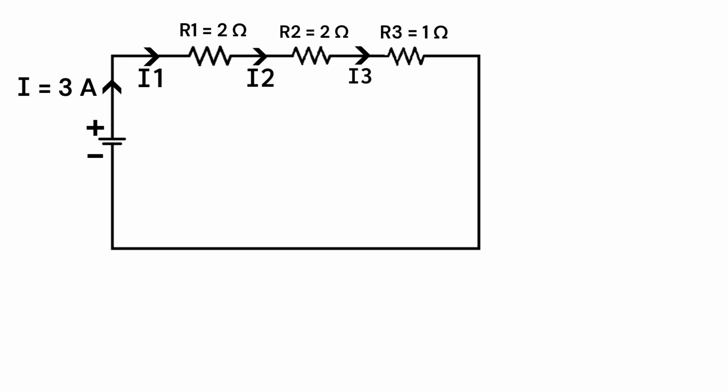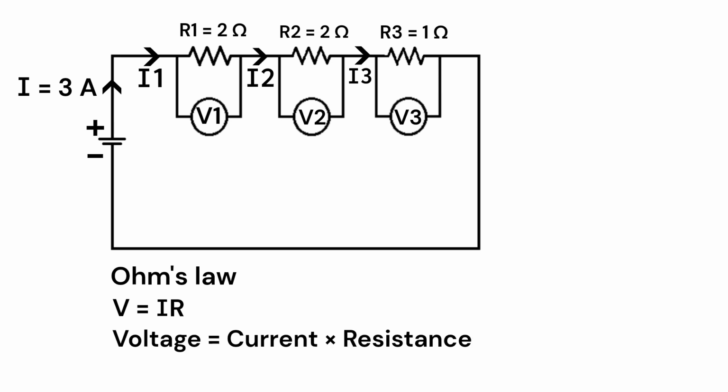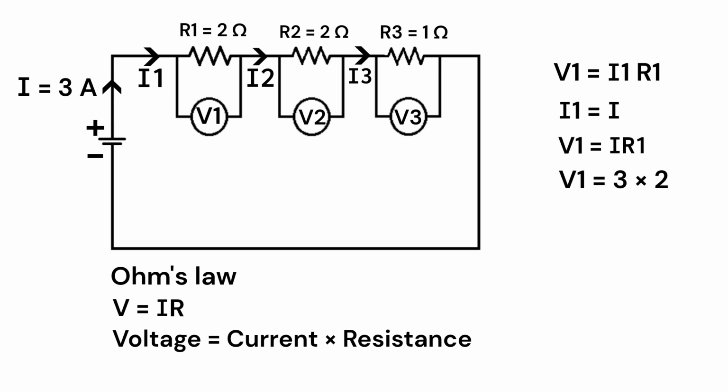Now, let's find out the voltage at individual resistors. By using Ohm's law, V is equal to IR, or voltage is equal to current times resistance. Voltage at resistance R1, V1, is equal to I1 R1. Since the current is the same everywhere in the circuit, let's call I1 as I. So V1 is equal to I R1. Then V1 is equal to 3 into 2, which becomes 6 volts. So voltage at resistance R1 is 6 volts.